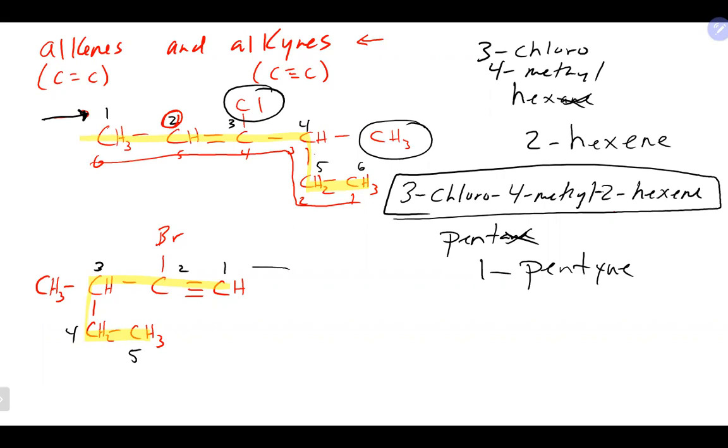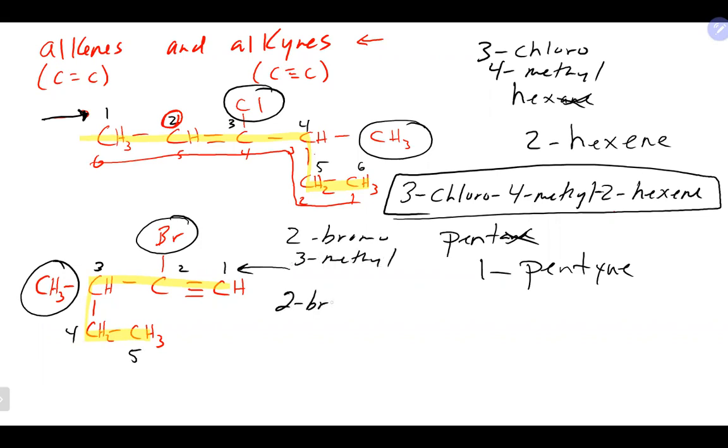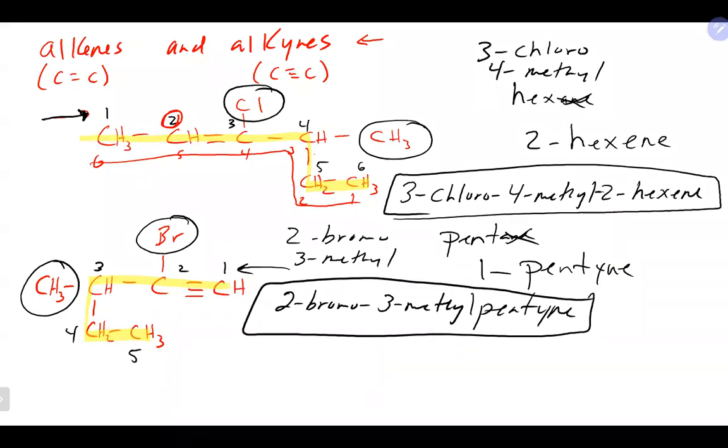Because we locked our numbering in this direction, at carbon number 2 there's a bromo group, and at carbon number 3 there is a methyl group. That means this would be 2-bromo, 3-methyl, pentyne, Y-N-E. Any question on that name or any of those names?